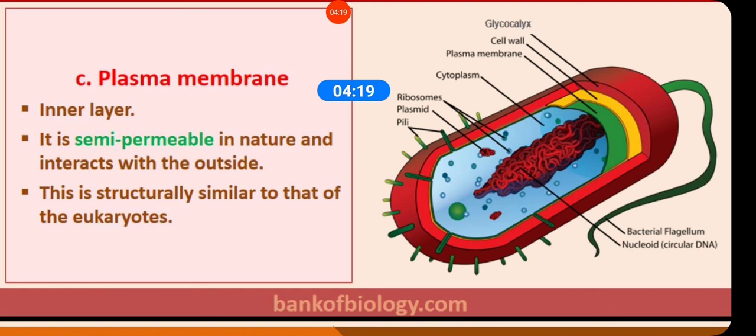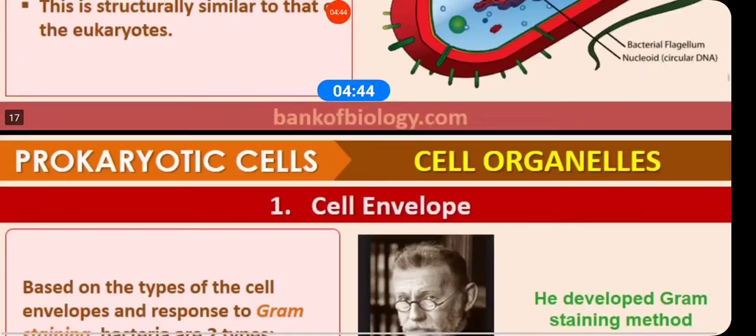It plays a very important role in the regulation of the exchange of specific material between the cytoplasm and the extracellular medium. As I have told you, it is semi-permeable, so it selectively permits particular molecules to pass and prevents the others from getting in. And it prevents the leakage of components from the cell, and plays a very important role in maintaining cellular homeostasis. So these are the functions of plasma membrane.